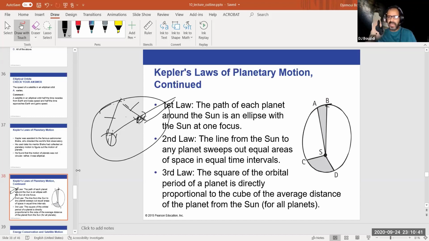So if we take any of these planets, it doesn't matter which, even the ones that we discovered later, and draw a line from the sun to either of these planets and wait a given amount of time. Let's say, for example, 1 week.